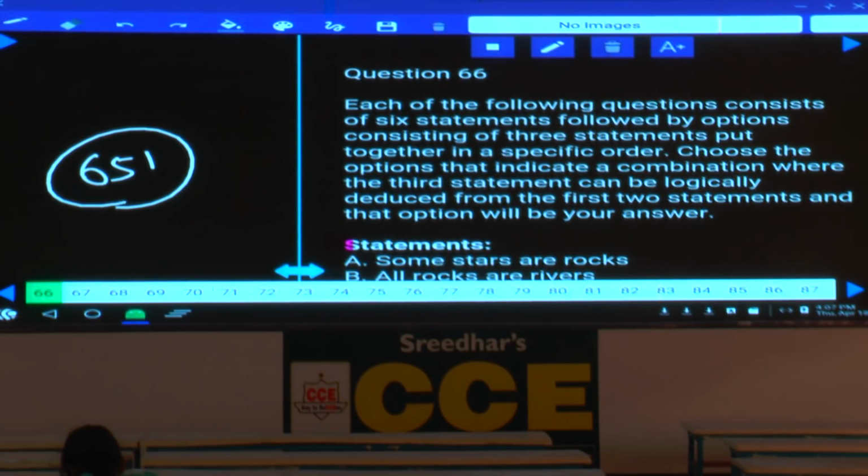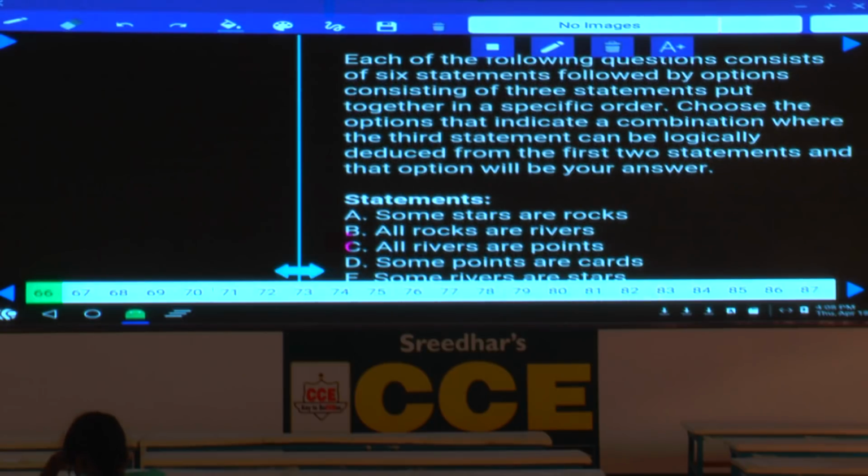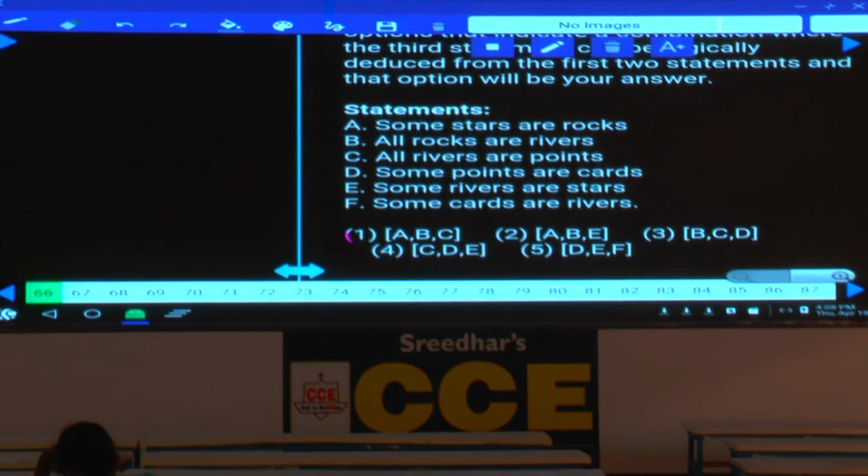These 5 are based on syllogisms, isn't it? First, go through the directions once. Each of the following questions consists of 6 statements followed by options, and the options consist of 3 statements put together in a specific order. Choose the option that indicates a combination where the third statement can be logically deduced from the first 2 statements, and that option will be your answer.